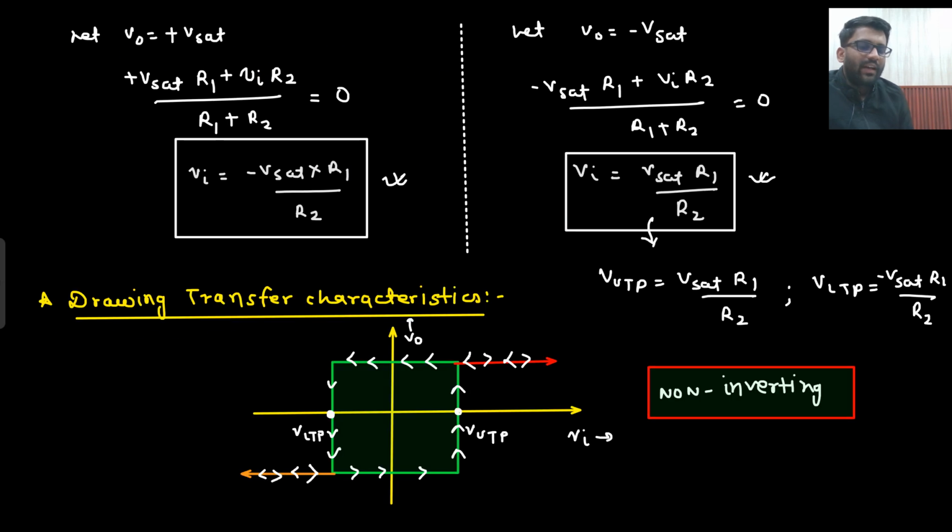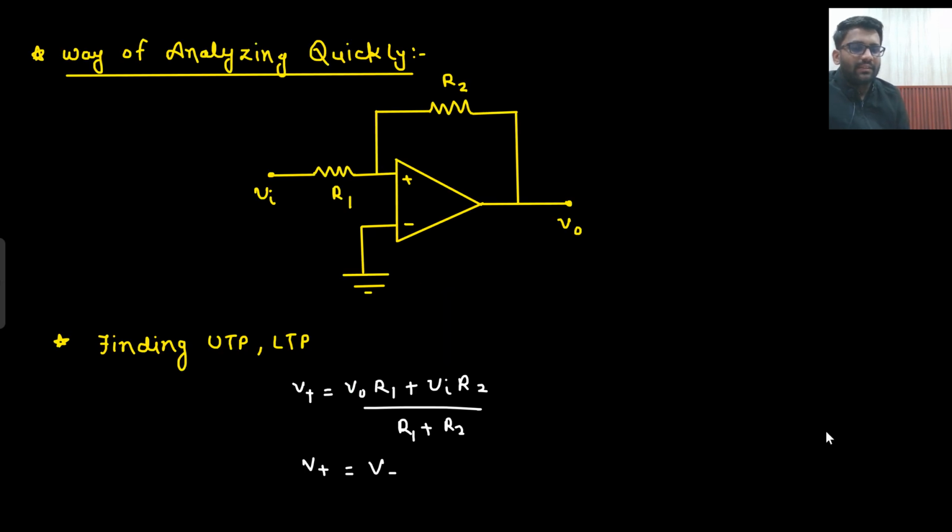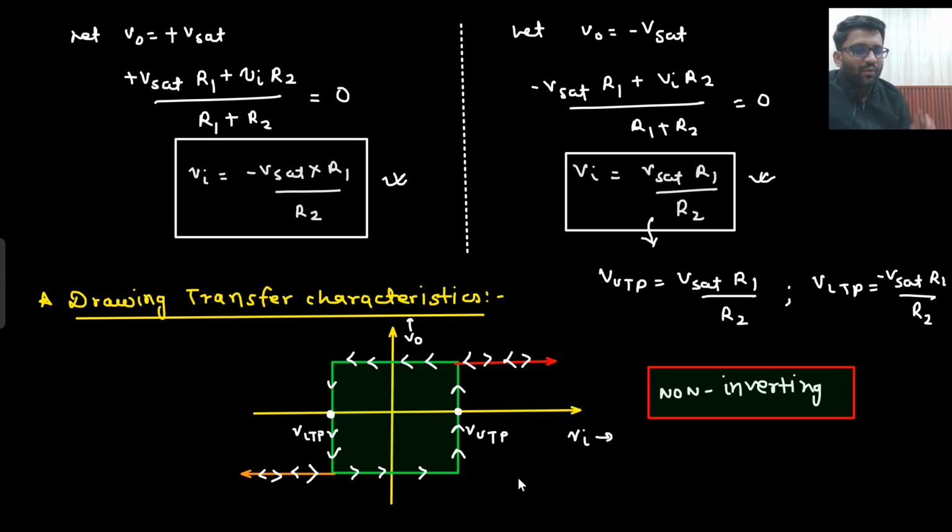So did you understand the trick for how you will analyze the circuit within seconds? Any circuitry could be given. You do V positive equals V negative, and you get the thresholds. Then you make the dead zone. Since it is non-inverting, at a higher value of input you get a higher output, and at a lower value of input you get a lower output. Then it's about the arrow. If it is non-inverting, that means it will be anti-clockwise.